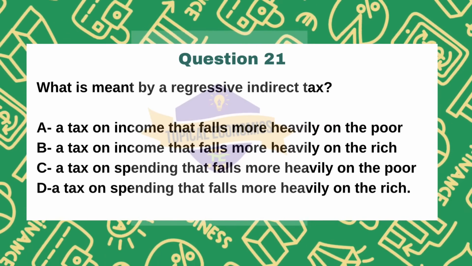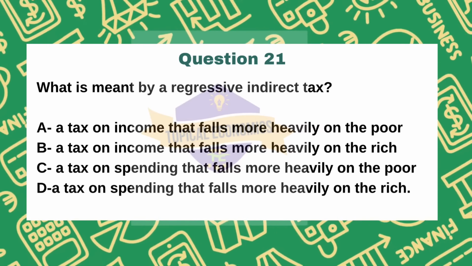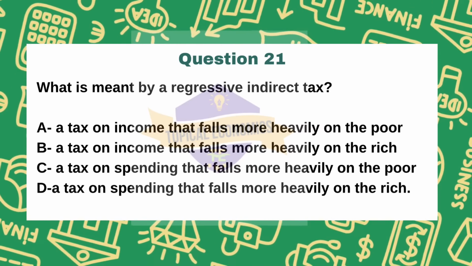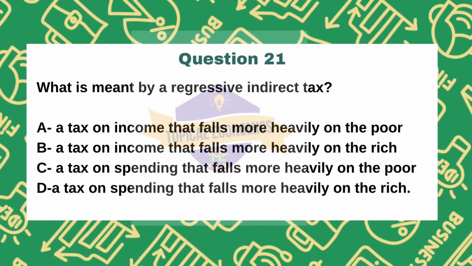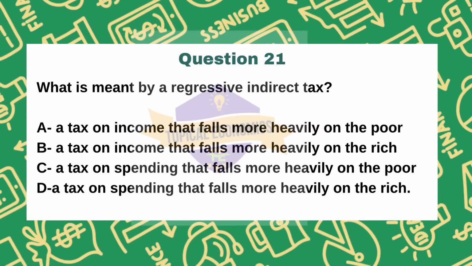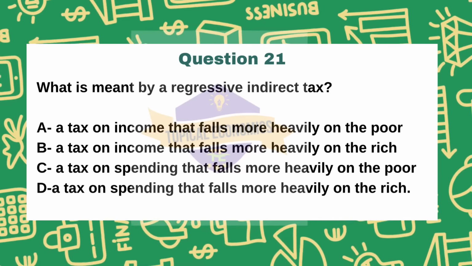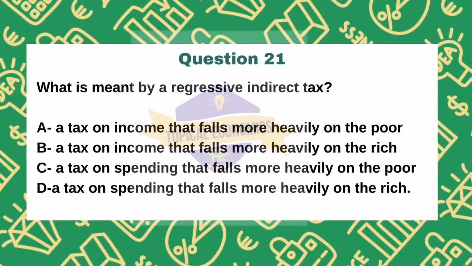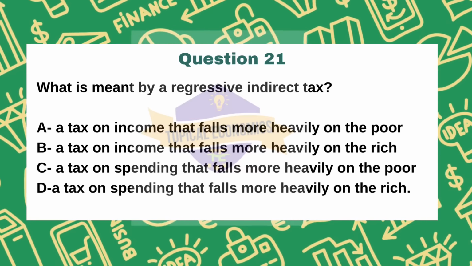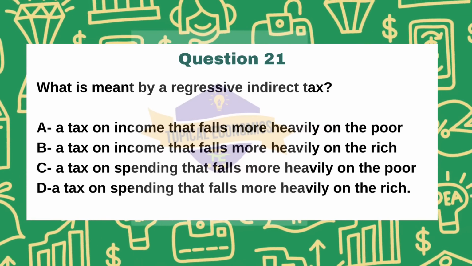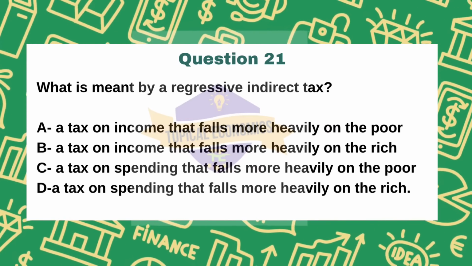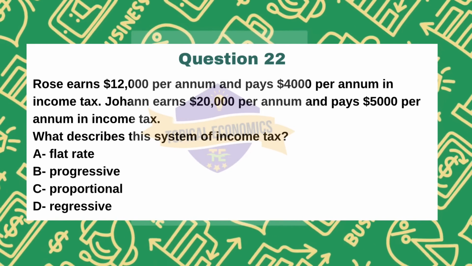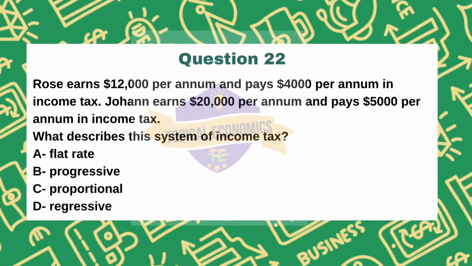Analyzing the other options. Option A. A tax on income that falls more heavily on the poor, describes a regressive direct tax, not an indirect tax. Option B. A tax on income that falls more heavily on the rich, describes a progressive tax, not a regressive one. Lastly, option D. A tax on spending that falls more heavily on the rich, does not describe a regressive tax. Regressive taxes affect poorer individuals more. Moving to question number 22. Rose earns $12,000 per annum and pays $4,000 per annum in income tax.